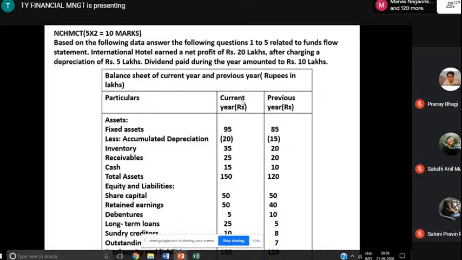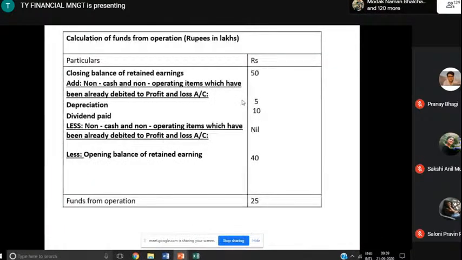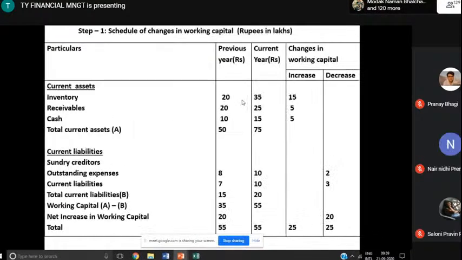What is the other way? Net profit is 20 lakhs. Dividend paid during the year is 10. Therefore, closing balance is only 10. With that 10, you will add back 15. You will come to 25. Whichever way you analyze it, you will come to the same answer, FFO 25 lakhs. Yes. Very good. Thank you.